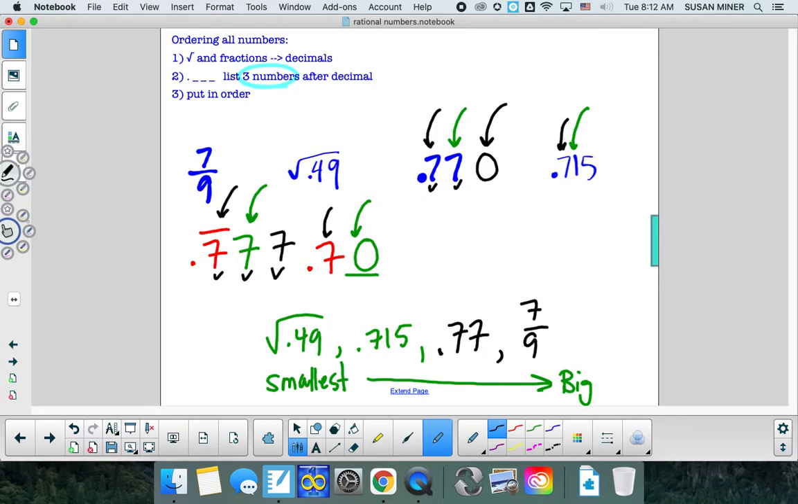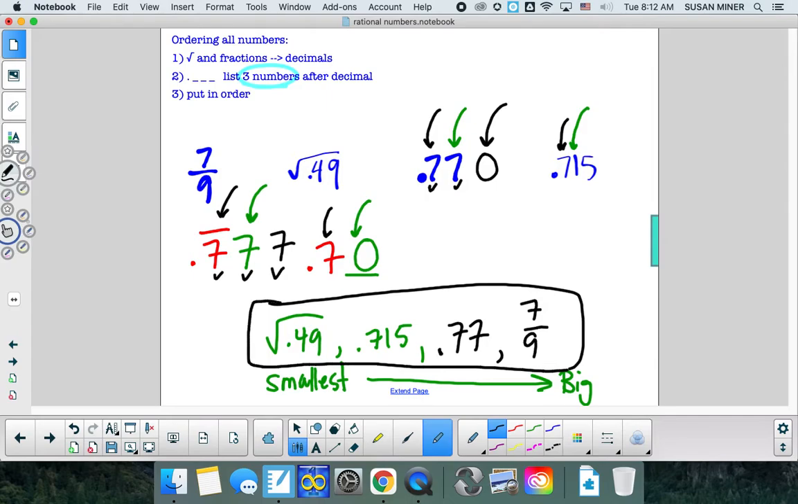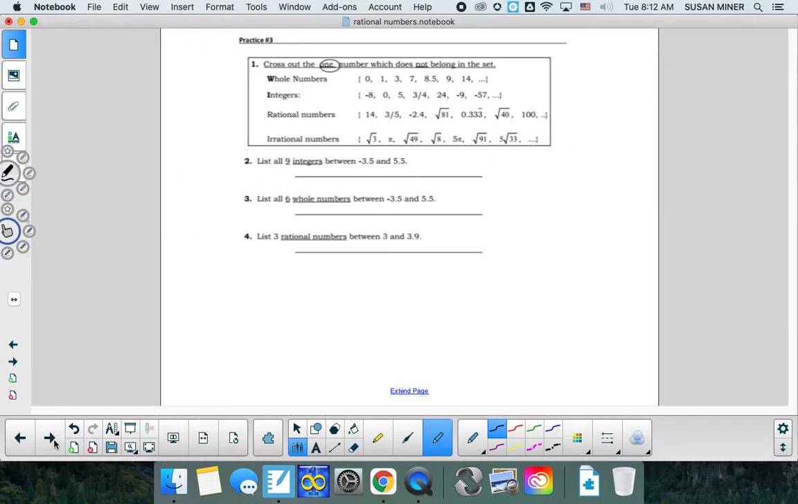And so you're going to be doing something similar on your homework assignment, where I'm going to give you a group of numbers and you're going to put them in order from least to greatest. And we can use decimal numbers in order to do that. Okay, so let's quickly go over a problem that's straight off of your homework assignment, just to give you an example of the types of questions you're going to be asked. And number 1 says, cross out one number which does not belong in the set.